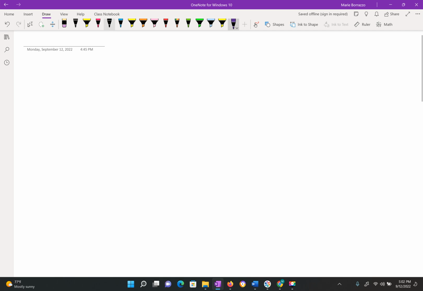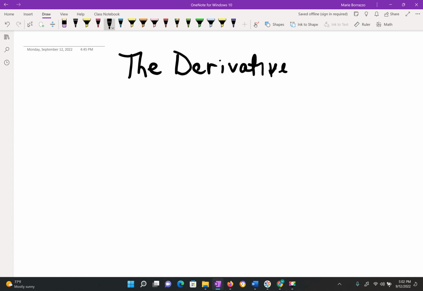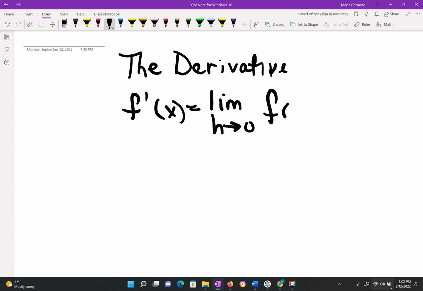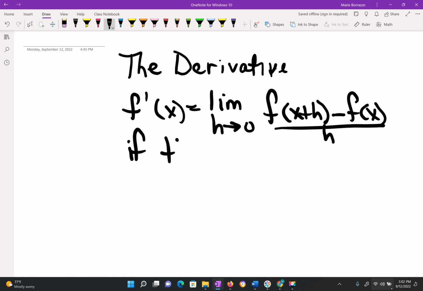We did start talking about the derivative. And we did make note that we use this long formula where the f prime of x represents the symbol for the first derivative, and it's representing the limit as h approaches 0, given the function, of f of x plus h minus f of x, all over h. And this works if the limit exists.